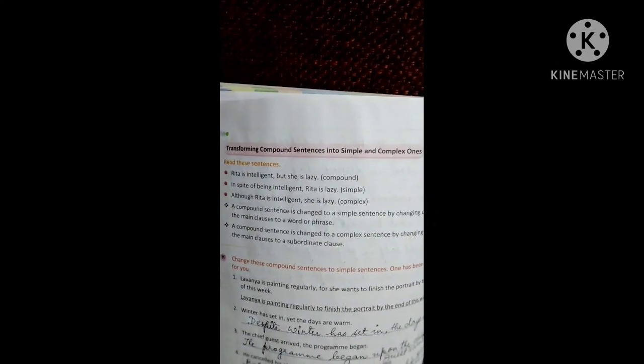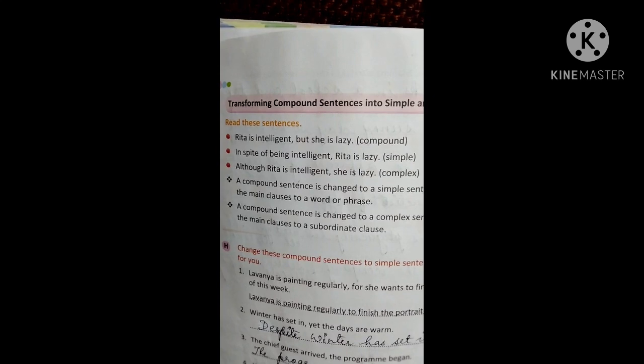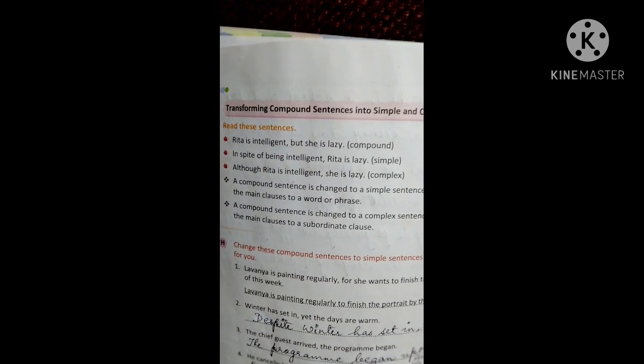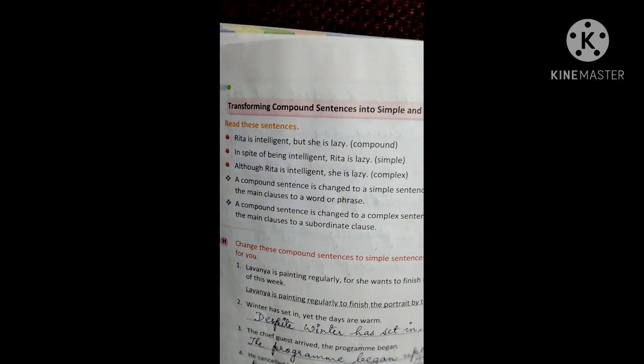Now, transforming compound sentences into simple and complex sentences. The question may come in this way only. Here some examples are given. Rita is intelligent but she is lazy. But is the coordinating conjunction. So Rita is intelligent is meaningful, she is lazy is meaningful.